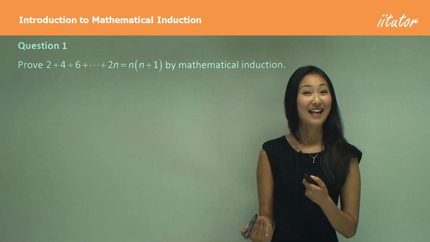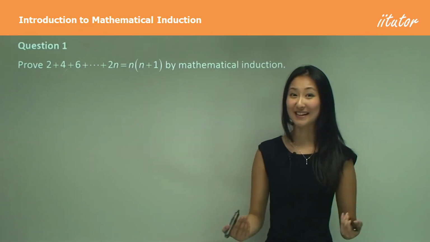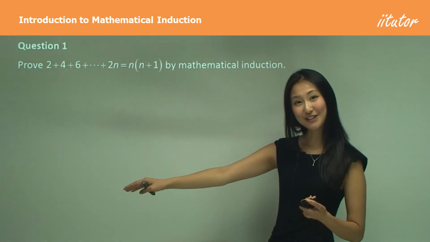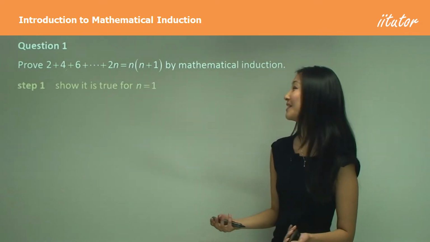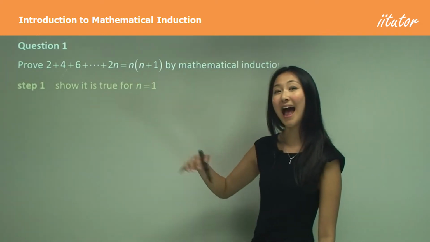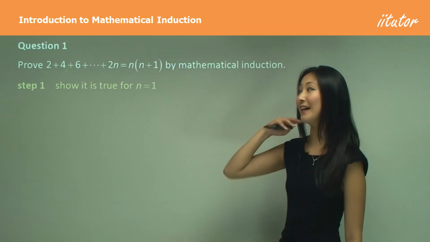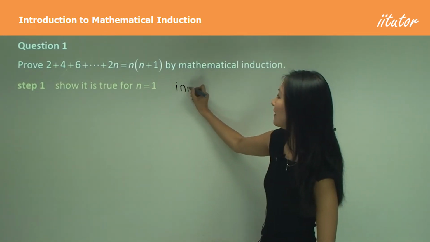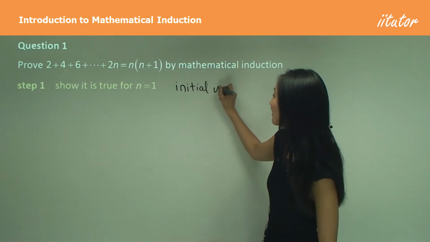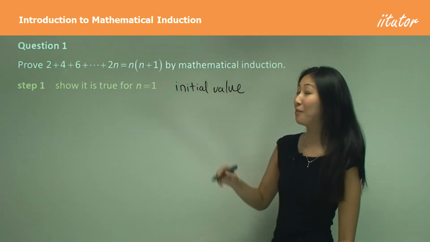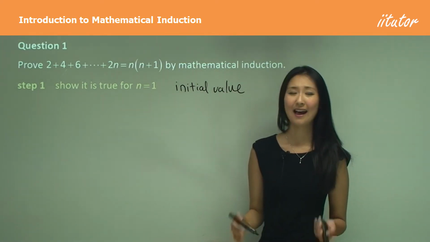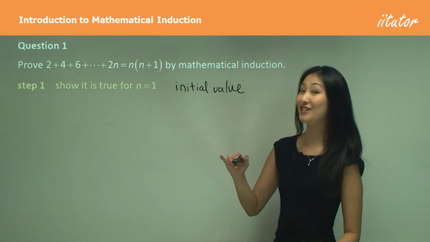Now remember, to start off with proving, what do we need? We always need that first push, or the ignition process, which is step 1. And in step 1, we show that it's true for the initial value of n. So it's the initial value of n. Now we have to work out, what is that initial value going to be? And how do we do that? Well, I'll teach you that now.